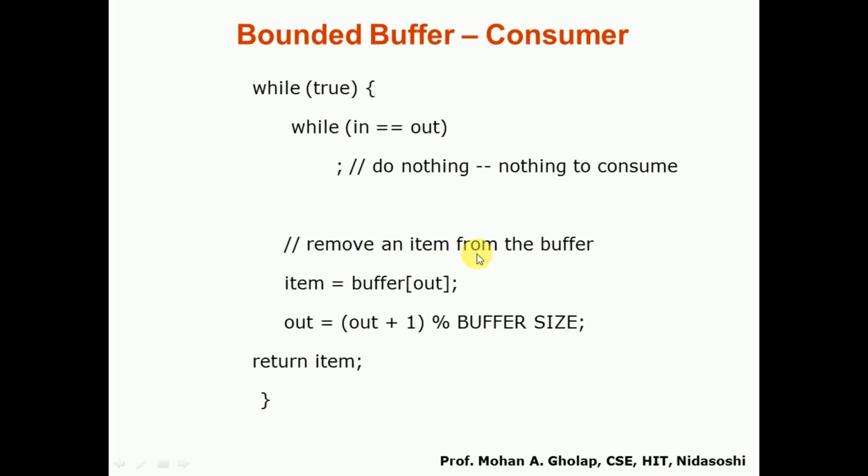So here we remove an item from the buffer, because that is to be consumed. We know that out will indicate the location where the buffer is full, and in will indicate the location where the buffer is empty. So for the consumer side, in order to remove an item from the buffer, you have to write buffer of out. Buffer of out will give you the item that is stored in the variable item. Once you consume this, again you have to increment the out value by 1, so it is out equal to (out plus 1) mod buffer size, and at the end you have to return the item which you have consumed. In this way the consumer process can be implemented in a C program.